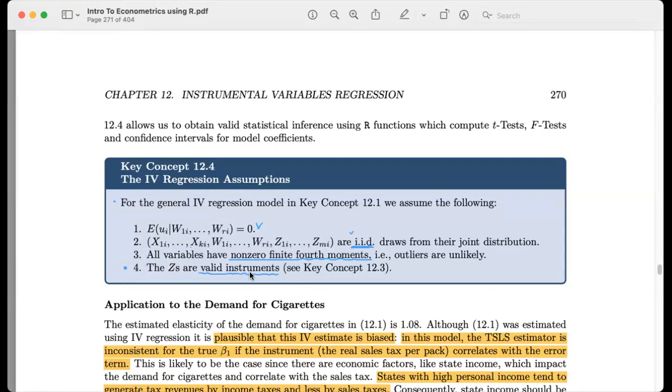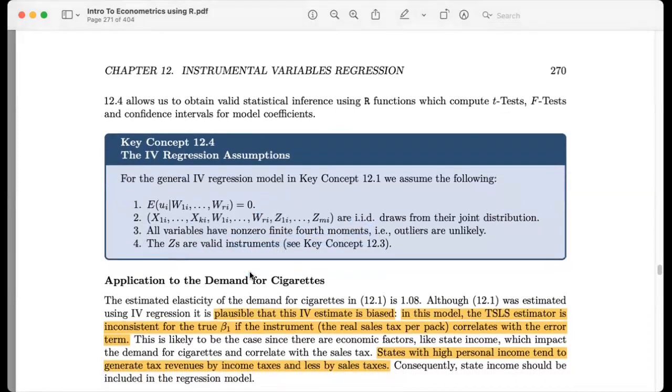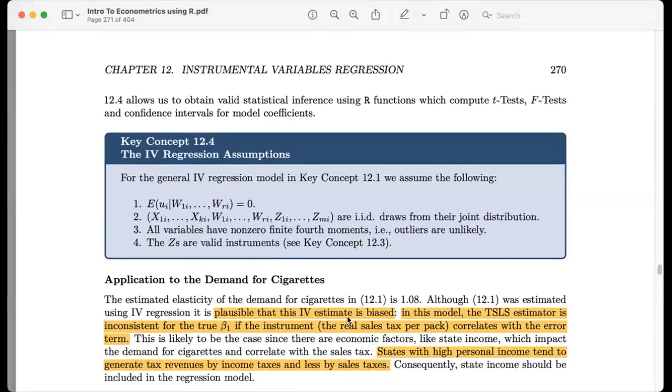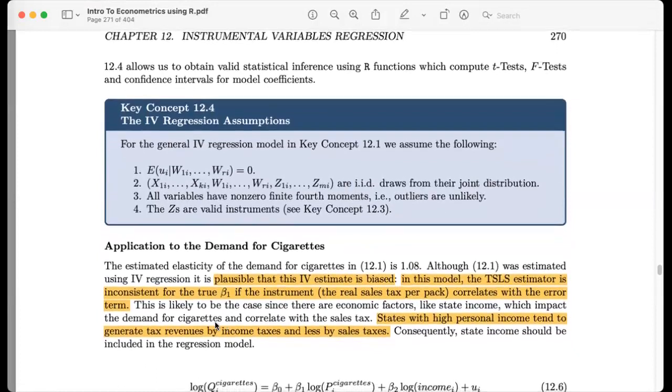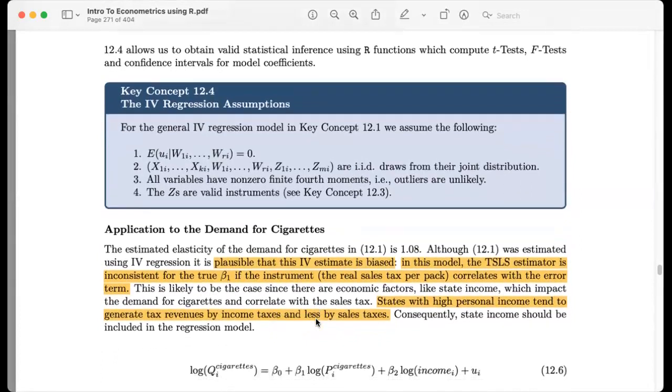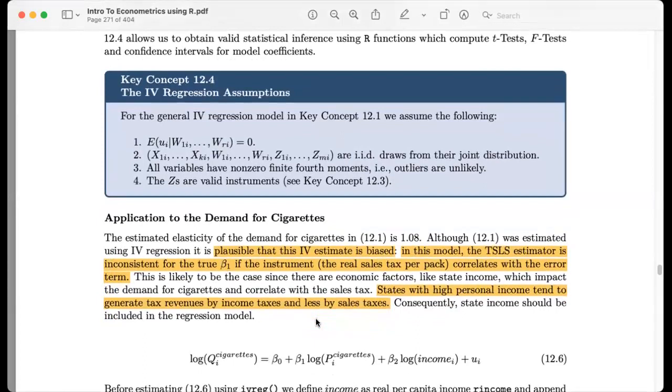So he goes to the same example again, but now adding an extra regressor to the single regressor case we had. The results we had previously, the beta one, could be biased, mainly because there could be economic factors like state income, which impact the demand for cigarettes and correlate with sales tax, which violates the exogeneity condition for the validity of an instrument.